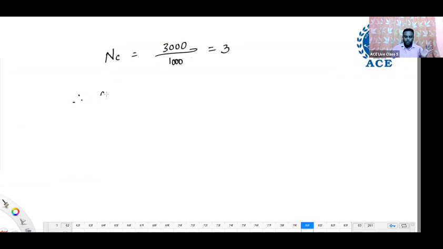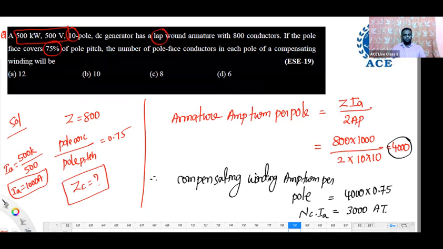That means how many conductors? 3 turns, nothing but how many conductors? 3 into 2. 1 turn has 2 conductors. 3 into 2, 6 conductors required. So the answer is 6. Six conductors required in the compensating winding. So clear, all of you?